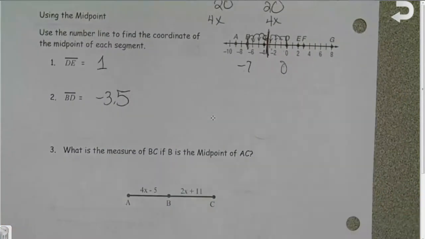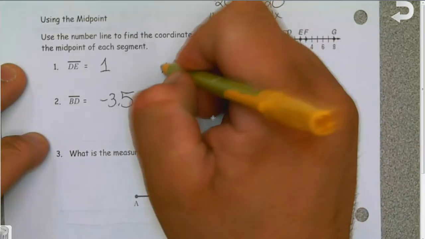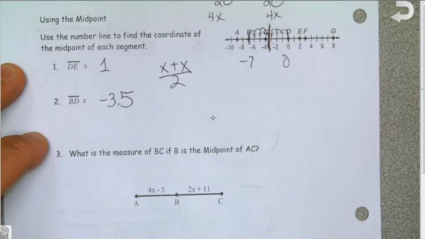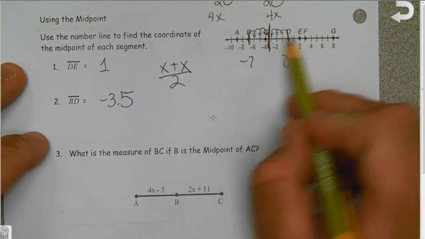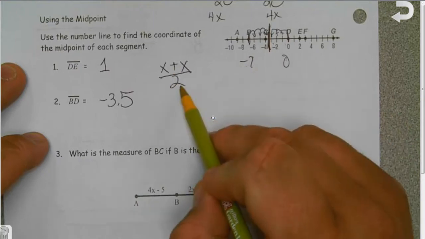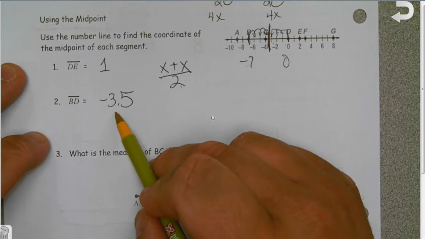So make sure you understand, in order to find the midpoint, really all you have to do is take your x-coordinate, add it to the other x-coordinate, and divide by 2. That's essentially what we did there. So negative 7 plus 0 is negative 7, negative 7 divided by 2 is negative 3.5. And hope you guys remember that from middle school.